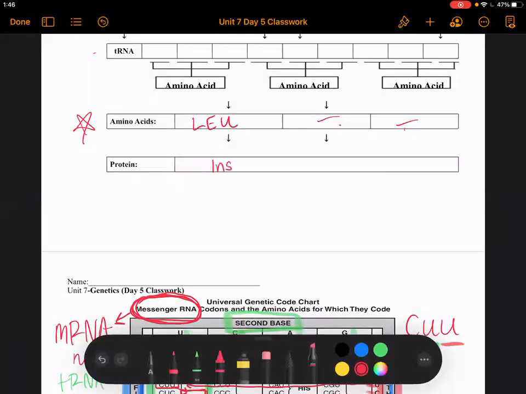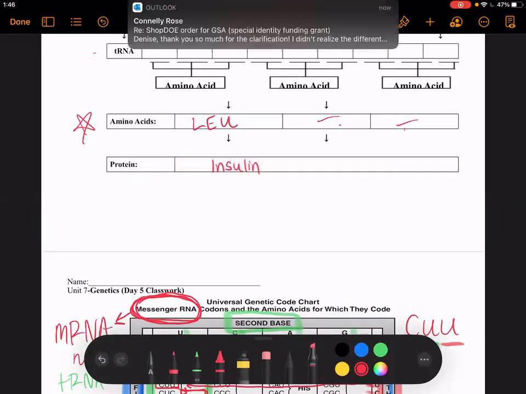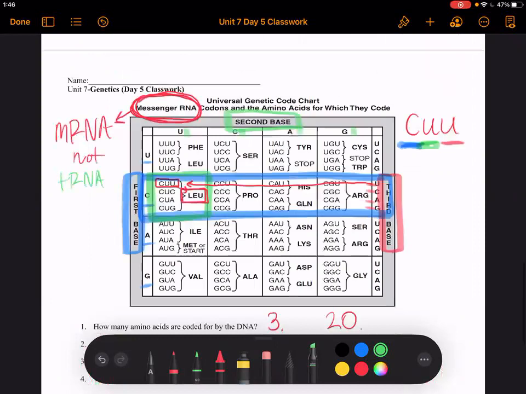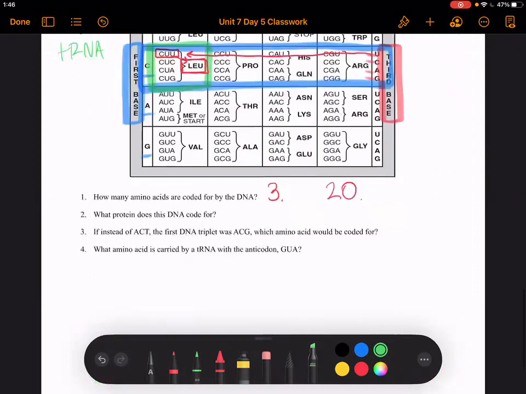Right, so the way that I arranged these amino acid sequences is if you used the mRNA sequence to find your amino acids, you would have gotten the correct answer. But if you used the tRNA sequences, which you shouldn't, you would have gotten that the answer was hemoglobin. Okay, but the answer there was insulin, which leads us straight into number 2. What protein does this DNA code for? You should have gotten insulin.